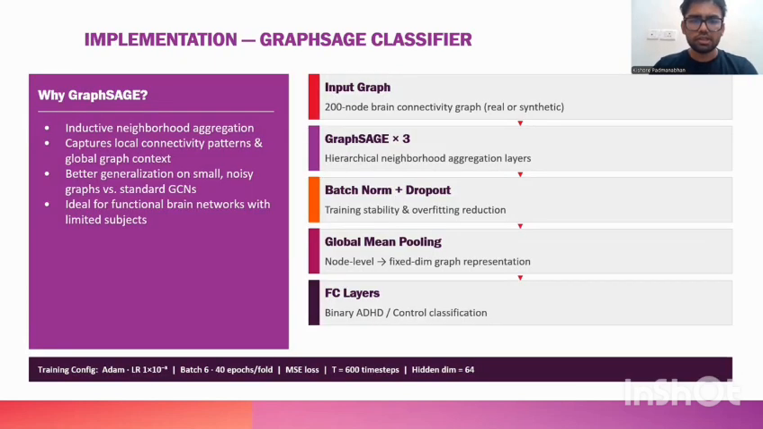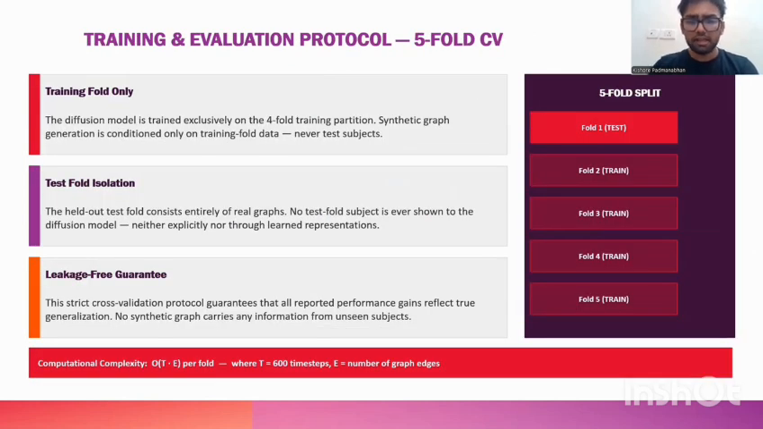For classification, we use GraphSage. It aggregates information from neighboring brain regions, captures important connectivity patterns, and performs binary classification between the ADHD and control subjects. To ensure fair evaluation, we use a strict five-fold cross-validation protocol. The diffusion model is trained only on the training folds, while the test fold contains the only unseen real graphs, preventing any data leakage.